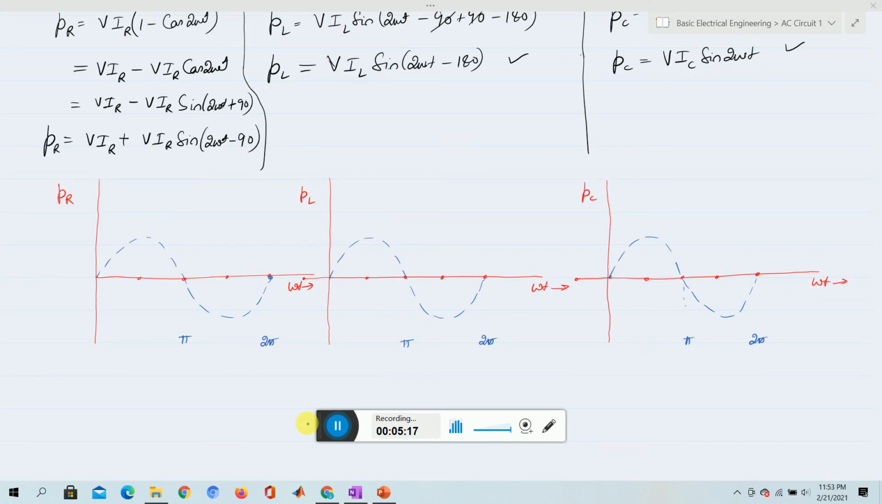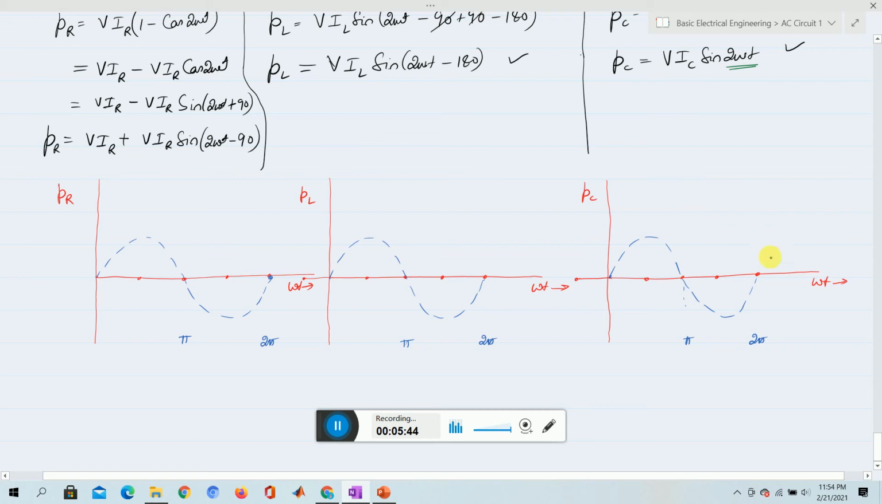Here we have drawn, for simplicity, the sine waveform only. This is a reference sine waveform so that we can draw the other waveforms looking at this waveform. So here it is like sine 2 omega t. Sine 2 omega t means what? Here you have a waveform whose frequency is twice the frequency of the normal waveform.